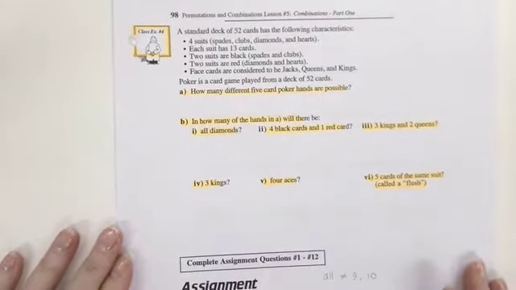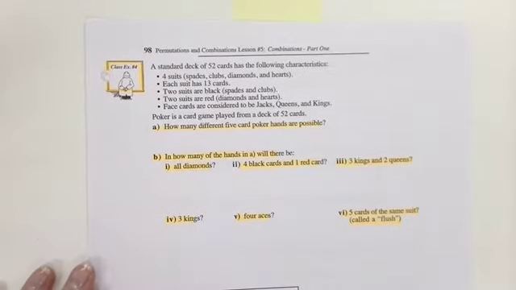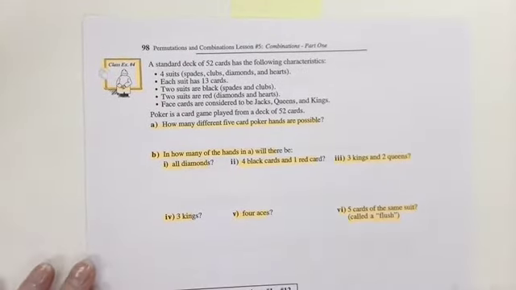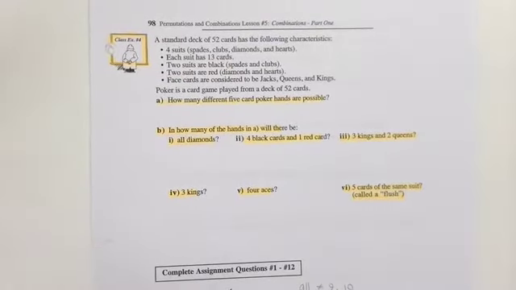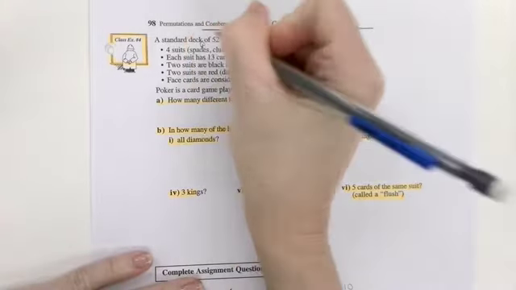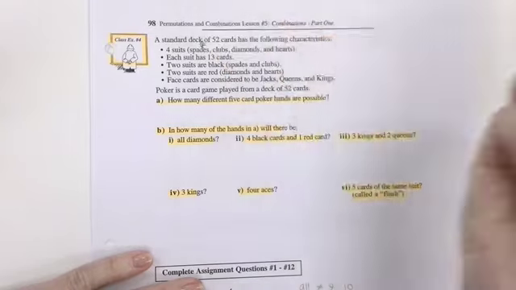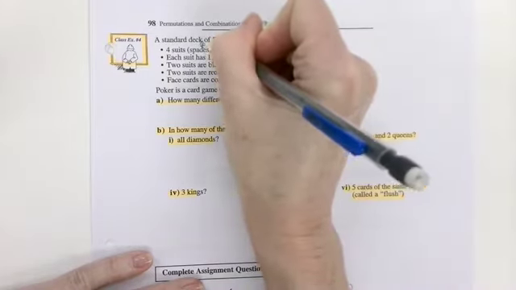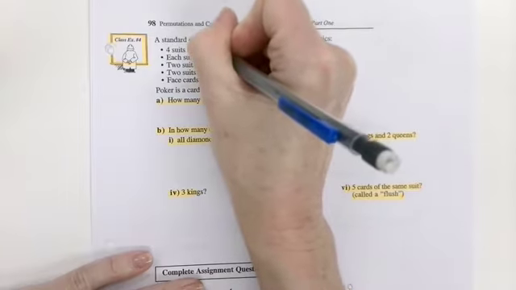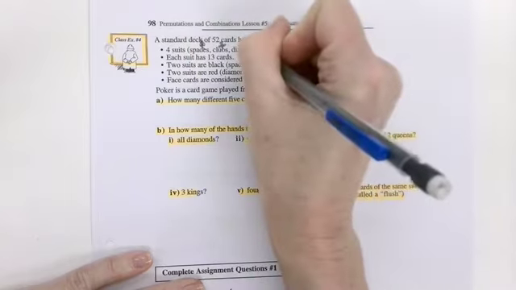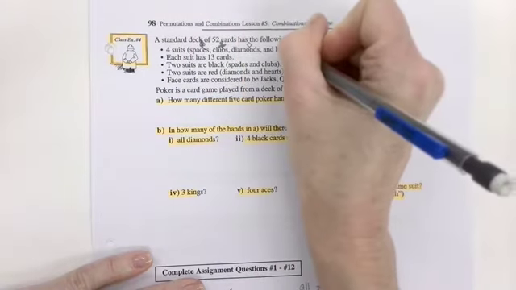Deck of cards. This is a good one. Usually, deck of cards are combinations, so usually they're the choose. Here we go. A standard deck of 52 has the following characteristics. 4 suits: spades, clubs, diamonds, and hearts. Spades are black, and clubs, which kind of look like a 3-leaf clover, are black, and diamonds are red, and hearts are red.